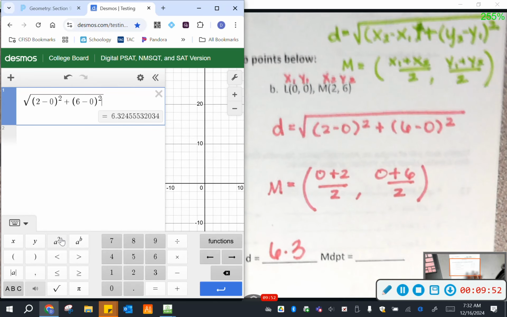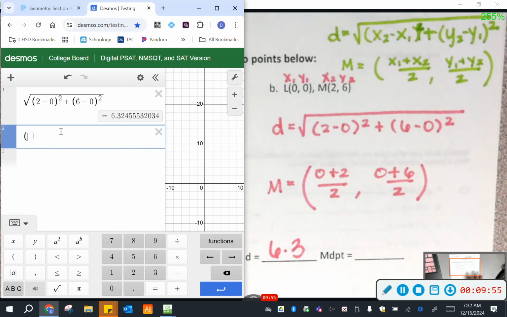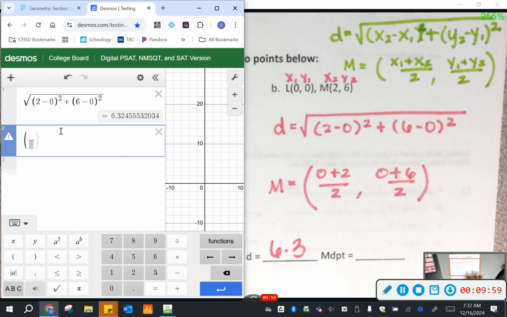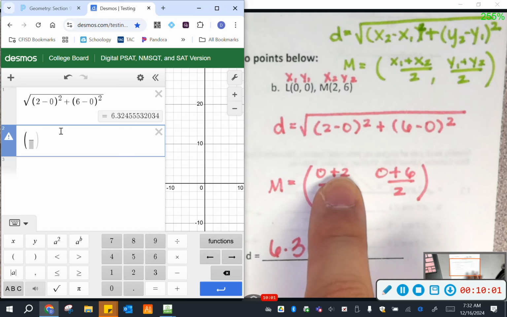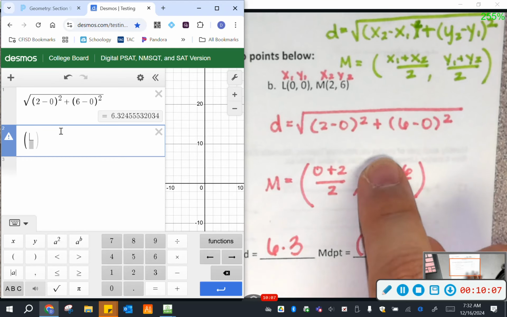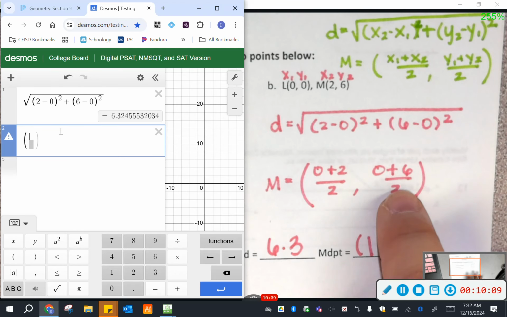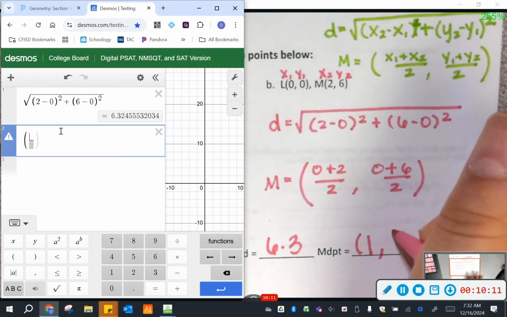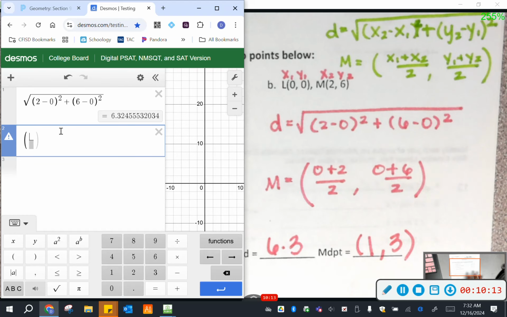And then now I'm going to do the midpoint formula. Actually, we don't even need to, let's do this one in our heads. What's 0 plus 2 divided by 2? 1. What's 0 plus 6 divided by 2? So you don't have to use a calculator. Some of it can be done in your head if you want. Do I have any questions about distance and midpoint?